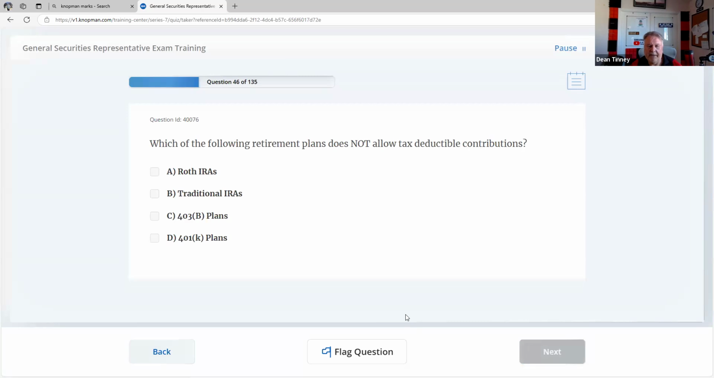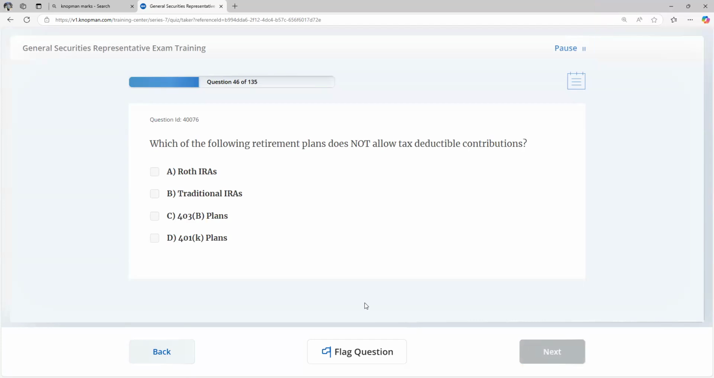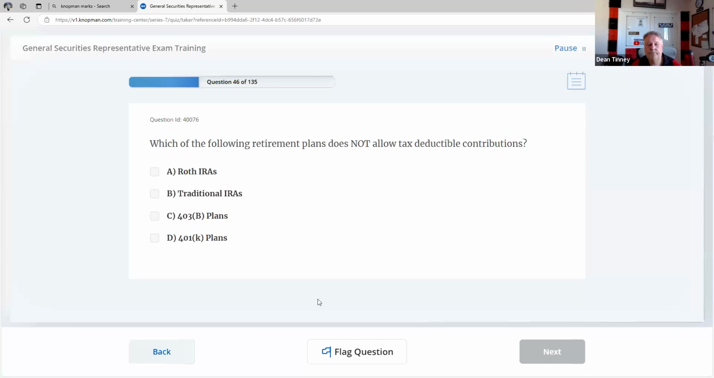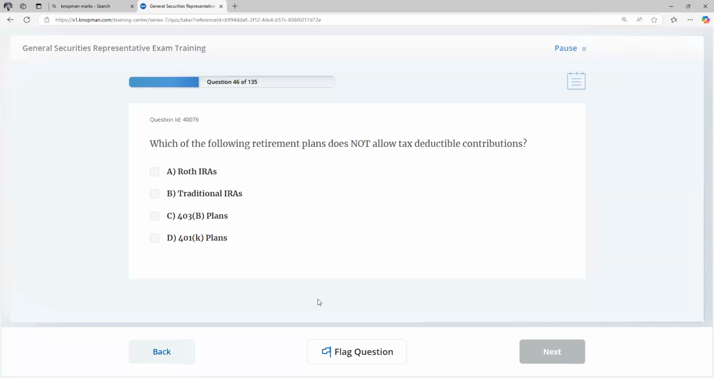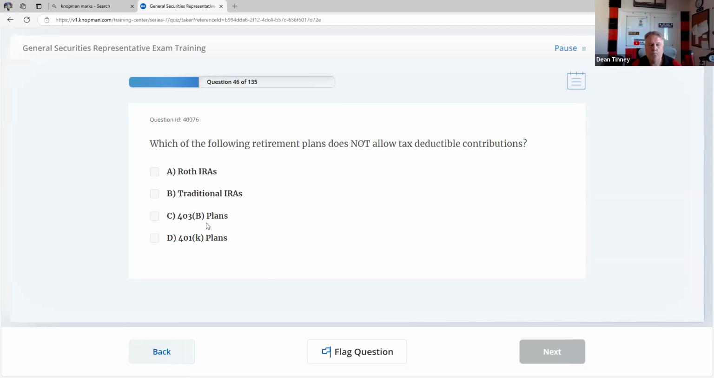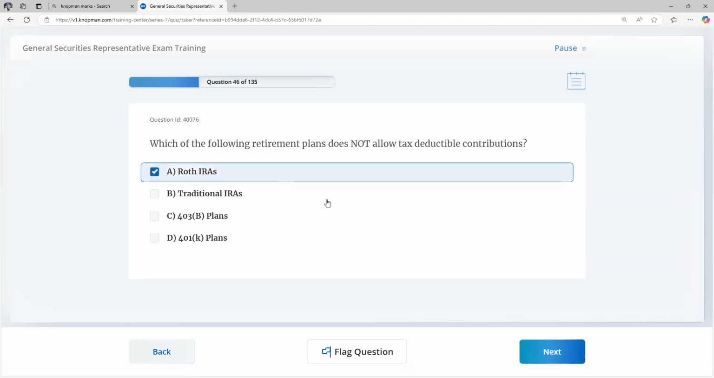Which of the following retirement plans does not allow tax deductible contributions? Oh dear. So traditional does, I think. You're correct. 401k is qualified. That's right. 403b is qualified, and I'm pretty sure you can take from both of those. So the Roth. You're right on.